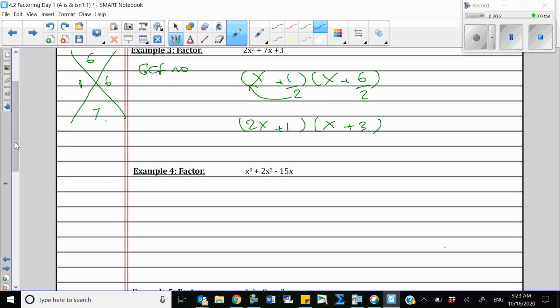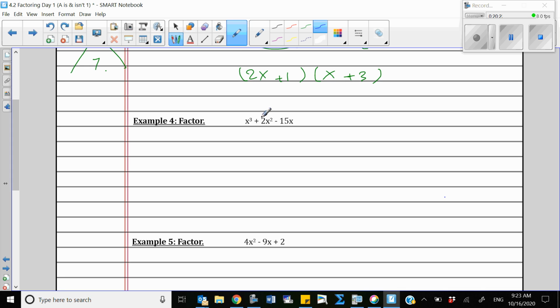Now let's work on the next one. Now, the first thing that I need to do here is to find the GCF again. What do we have in common between all these three terms? x to the 3, 2x squared, and 15x. Looking at the coefficients, there is nothing in common. 1, 2, and 15. There's nothing in common in all of them.